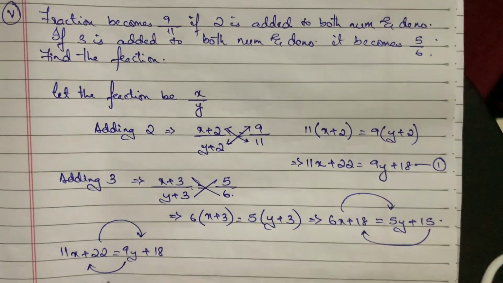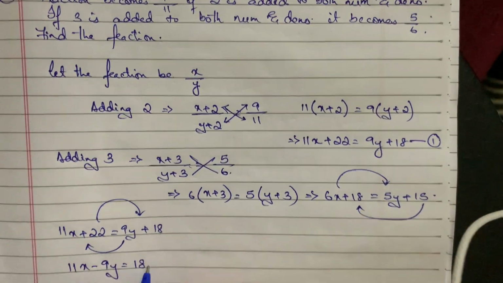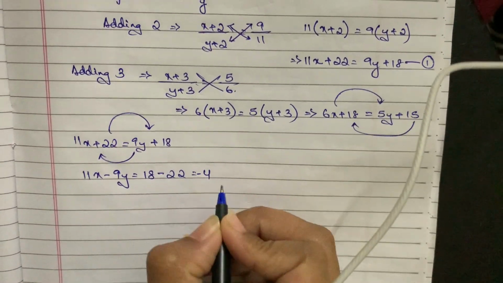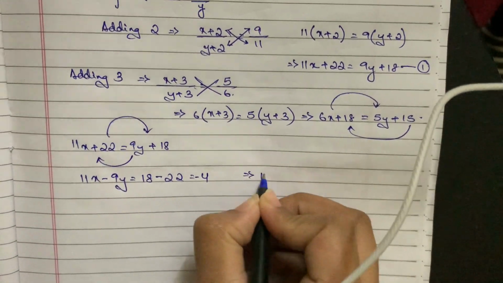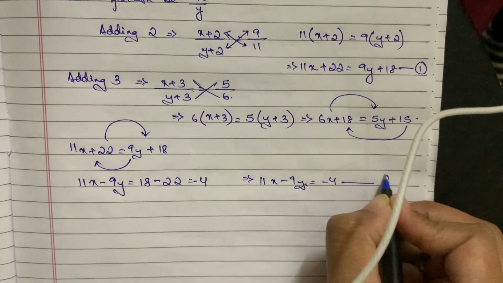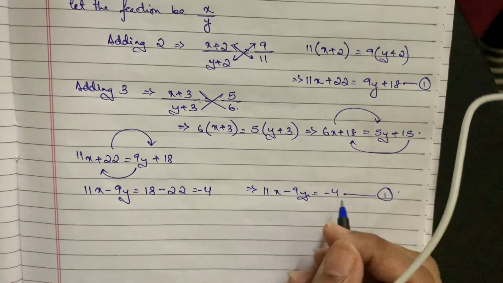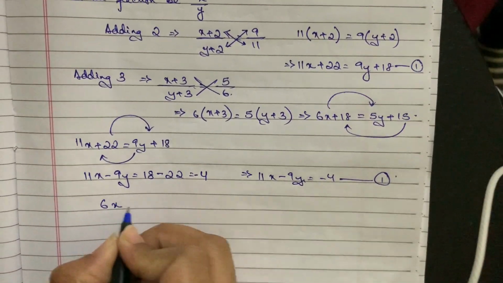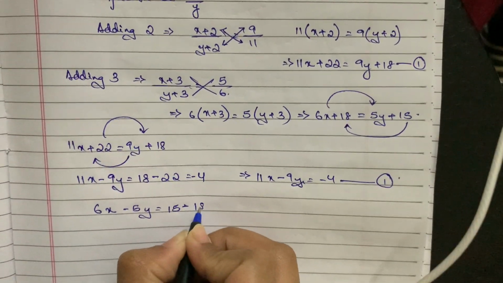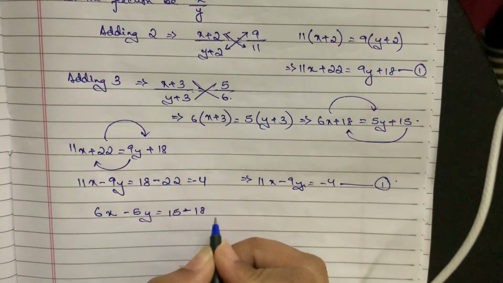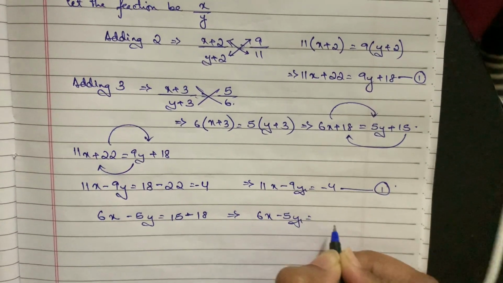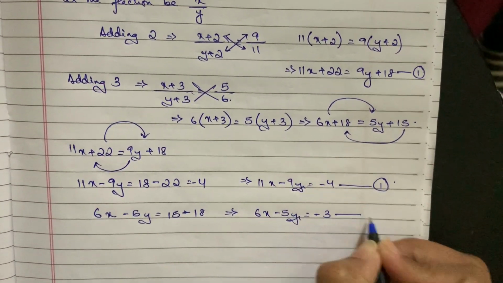It becomes 11x minus 9y is equal to 18 minus 22. That turns out to be minus 4. The final equation is 11x minus 9y is equal to minus 4, which is equation 1. This is the final one. Simplifying the other one, it becomes 6x minus 5y is equal to 15 minus 18. When 18 goes towards the other side, it becomes minus 18, hence the equation becomes 6x minus 5y is equal to minus 3. This is my equation 2.